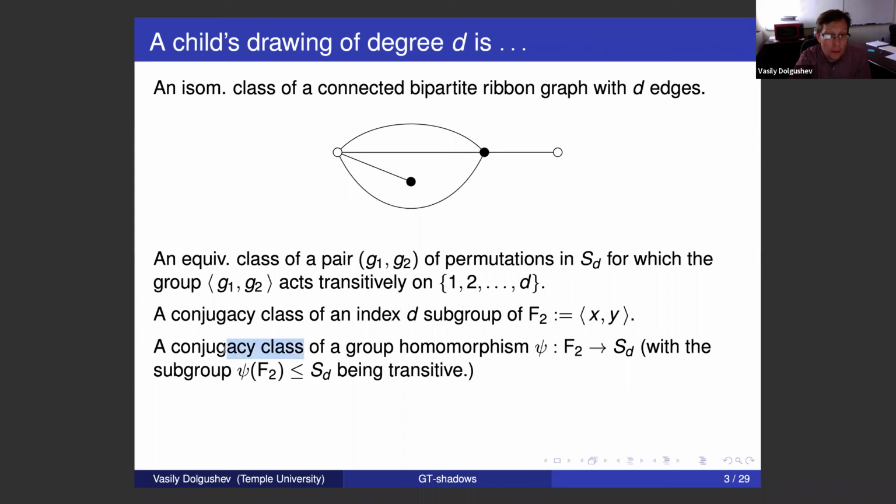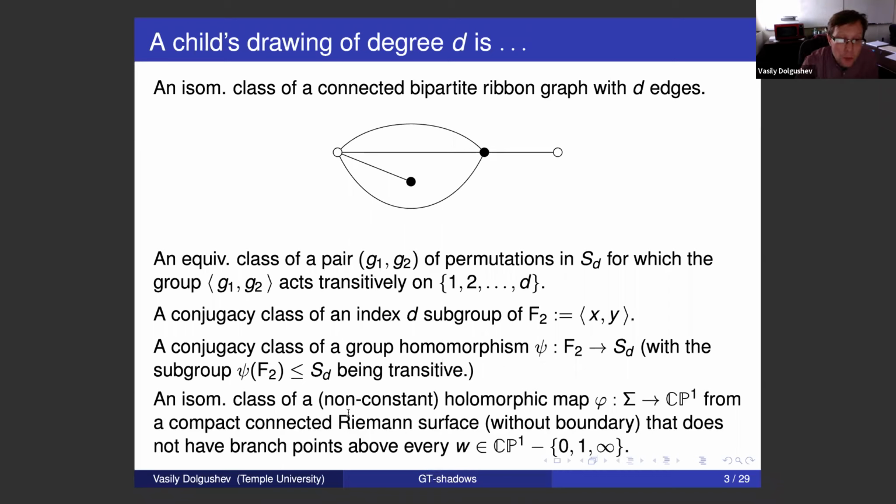So here the conjugacy means different things. When I have a homomorphism from F2 to S_D, I conjugate with elements of S_D. So first act by the homomorphism, then conjugate. And when I'm talking about index D subgroups, I talk about conjugation by elements of F2.